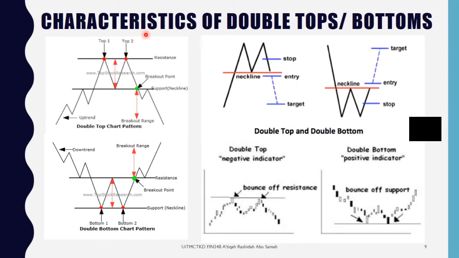Okay, so you look into this one, characteristic of double tops. Make sure that for double tops, top number one and top number two must touch the line. So that's what we call a double top. And then this one is the neckline. Sometimes you can use neckline or support line. And then the breakout point, we call it also as entry.